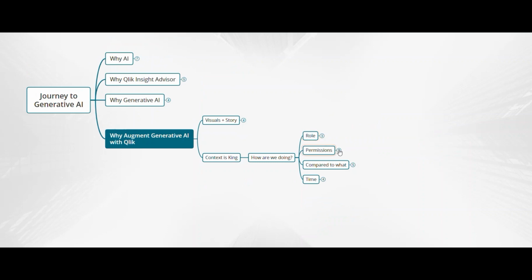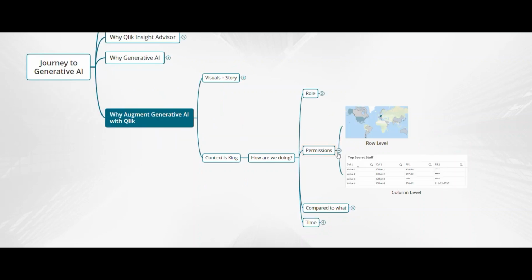The other big thing is permissions. And the great thing about Qlik is it already automatically handles row level security as well as column level security, and row and column security. So when Bob the Big Cheese asks the question, depending on what Bob is allowed to see through section access, we already have the right data for Bob. We can't pass it data that Bob isn't supposed to see.